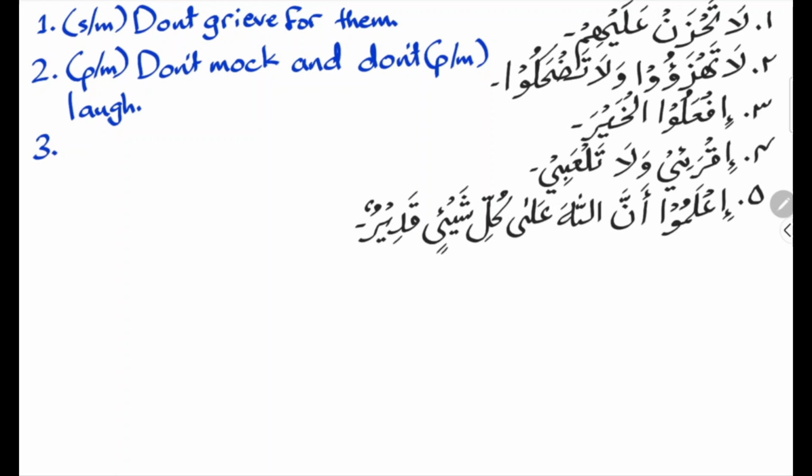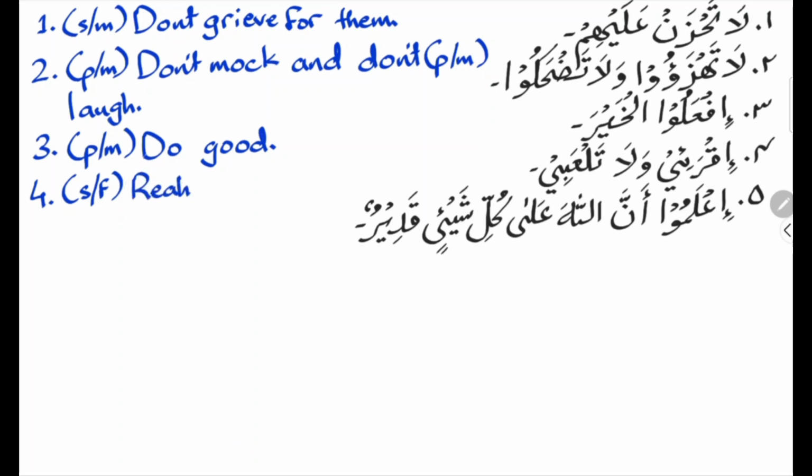Number 3, افعلوا الخير. افعلوا is do, except that it's plural and masculine. افعلوا, do. الخير is good, so do good. Number 4, اقرأي ولا تلعبي. اقرأي comes from the word قرأ, which means to recite, to read. اقرأي is on the wazn of افعلي, which is for singular female or feminine. Read. ولا and don't, again singular female, don't. لا تلعبي on the wazn of لا تفعلي. لعب means to play, so don't play.